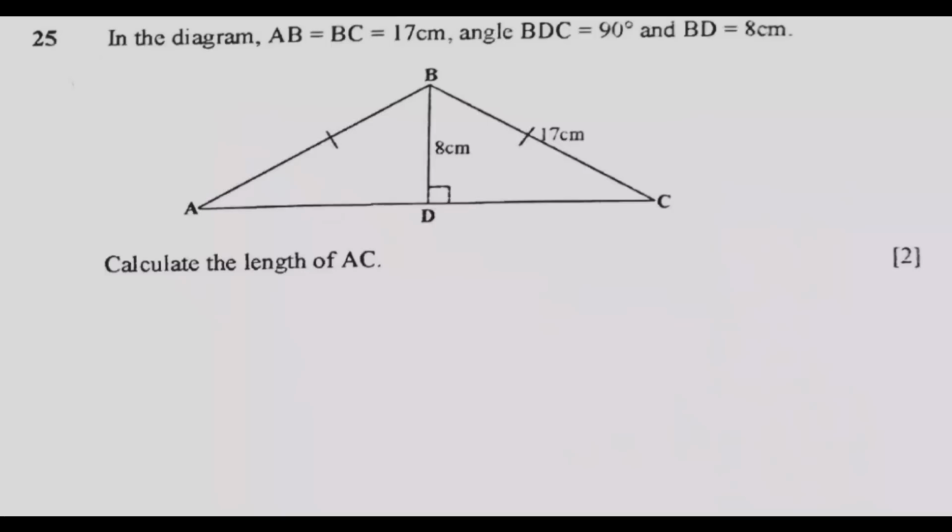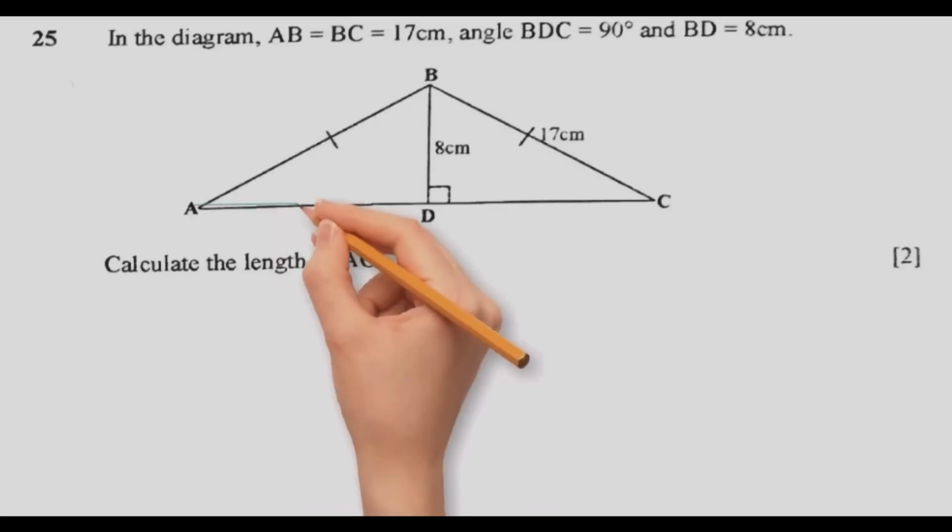Question 25 was as follows. In the diagram, AB is equal to BC, which is equal to 17 centimeters. Angle BDC is equal to 90 degrees, and BD is equal to 8 centimeters. Now the actual question is, calculate the length of AC. So we should identify the length we want to calculate, that is AC.